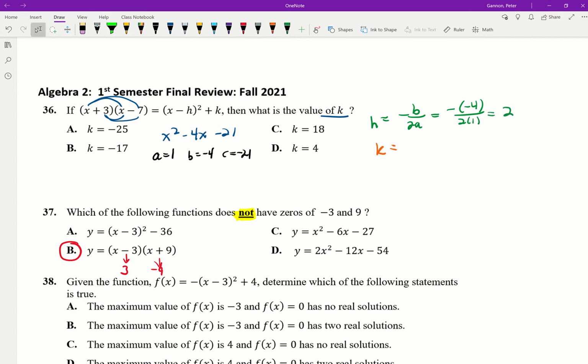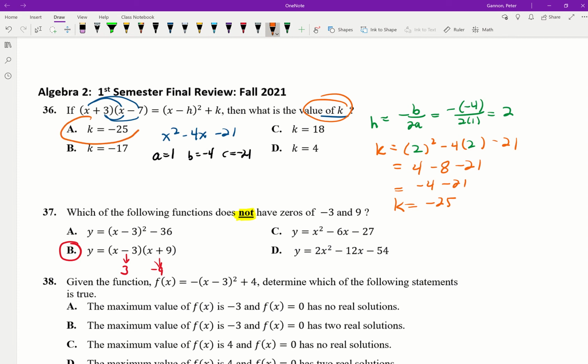You find k by plugging in, all right? So when we plug in, you've got something squared minus 4 times something minus 21. And the value that's being plugged in is 2. 2 squared is 4, minus 8 minus 21. Negative 4 minus 21 is negative 25. The question was to find k. K is negative 25. There's my answer.